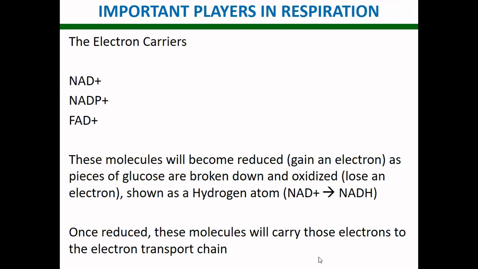Okay. There are some really important players we have to talk about in cell respiration, and they are the electron carriers. Their names are NAD, NADP, and FAD. These molecules will become reduced, meaning they gain an electron, and their names will end up with an H at the end, as those glucose pieces are broken down and oxidized. These electron carriers, once they are reduced, will then travel to the electron transport chain to help power the making of that ATP.